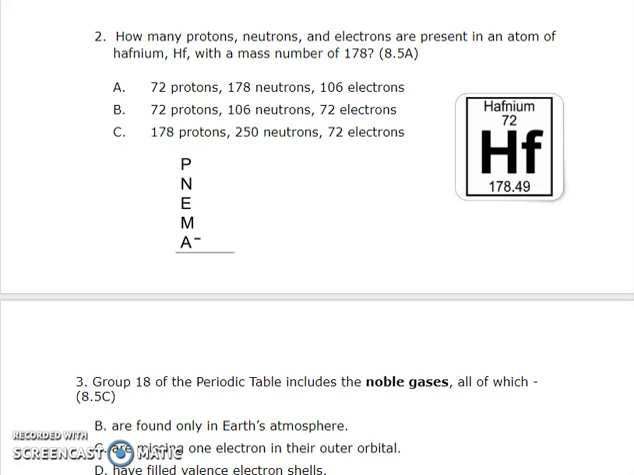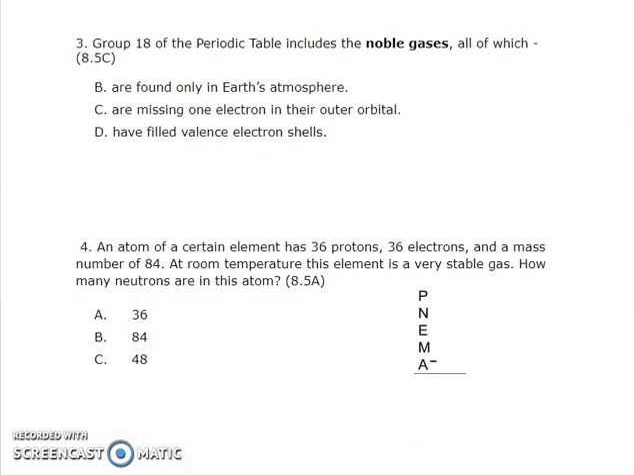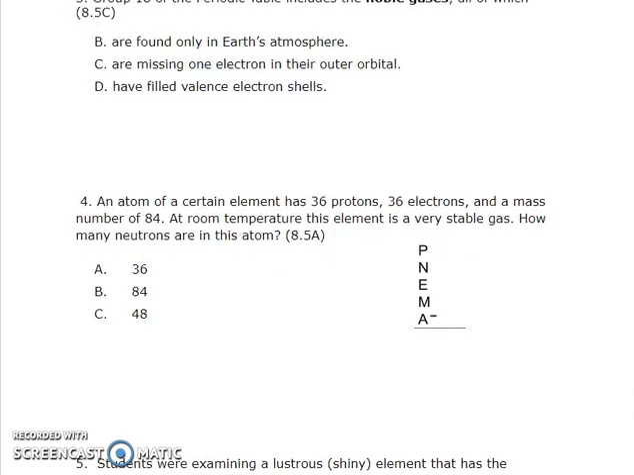Number 2. How many protons, neutrons, and electrons are present in an atom of hafnium with a mass number of 178? A, B, or C? Number 3. Group 18 of the periodic table includes the noble gases, all of which B, are found only in the Earth's atmosphere, C, are missing one electron in their outer orbital, or D, have filled valence electron shells.